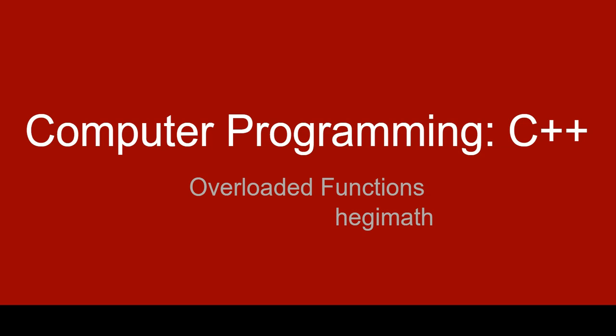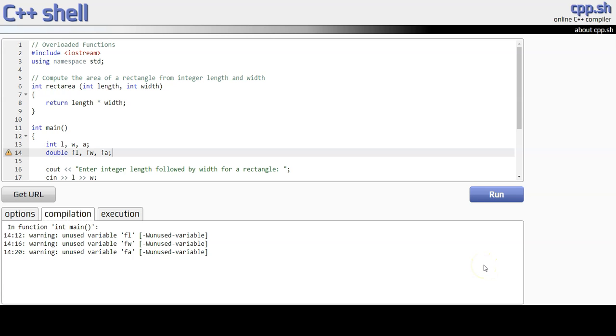Today we're looking at overloaded functions. Overloaded functions are basically where we're going to use the same function name to accomplish different but similar purposes. So we're looking at an example I've set up here in cpp.shell.